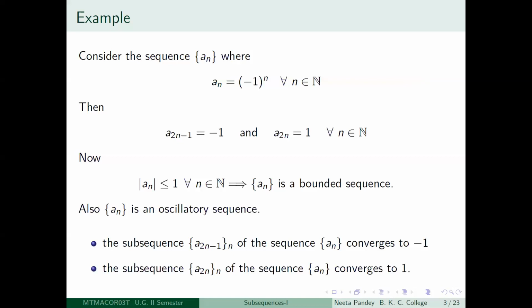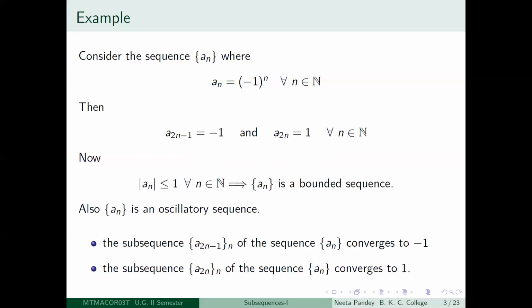So the number L cannot be different from 1 or -1, because if it is any other number, then you can get a neighborhood which will not contain -1 and 1. So in that neighborhood, there will be no terms of the original sequence itself. So there is no question of any subsequence converging to it. So the only possibilities for the limit of a subsequence are -1 and 1. So we are looking at it from the other side.